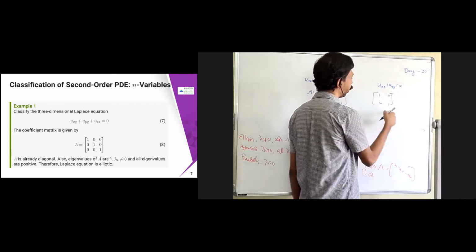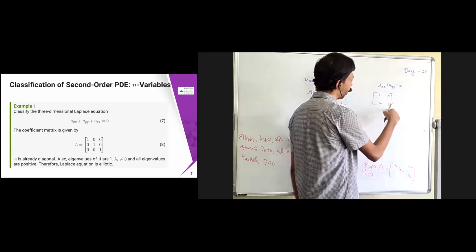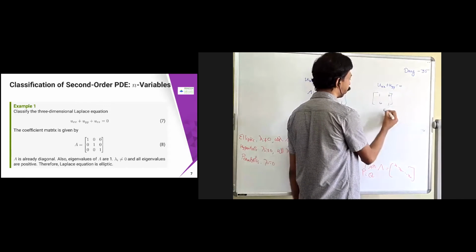So here it is going to become like 1 0, and the entries are positive. It is a symmetric matrix. Eigenvalues are 1 and 1. So all lambdas are not equal to 0 and the lambdas are the same sign. Therefore, it is elliptic.